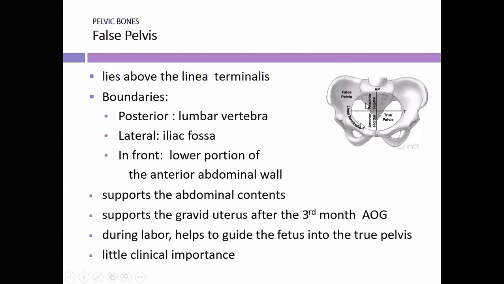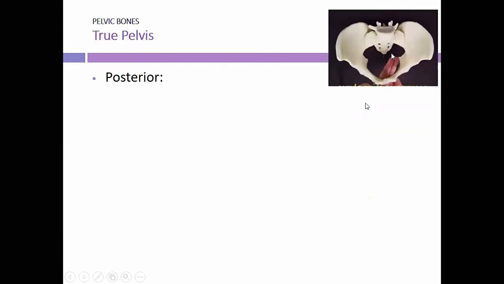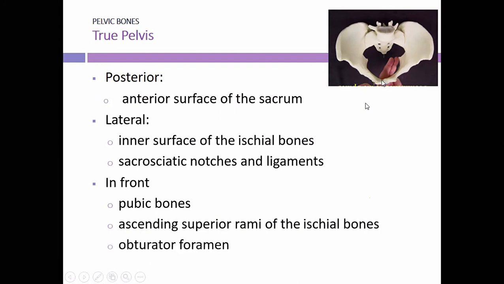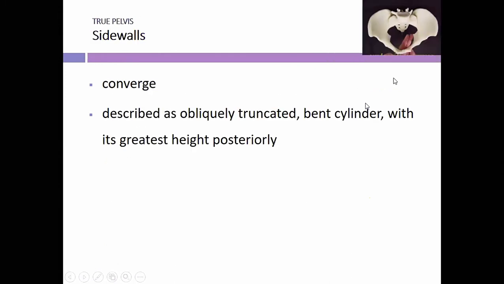So where is the true pelvis? So the true pelvis is below the linea terminalis. So posteriorly, it is bounded by the sacrum, and laterally by the ischial bones and the sacrosciatic ligament. So this is the ischial spine, and in front it is bounded by the pubic bones and the ascending rami of the ischial bones. Now, these side walls converge. The side walls of the pelvis converge.